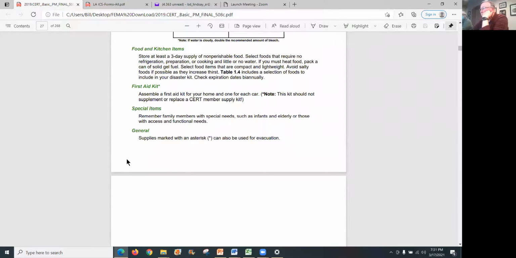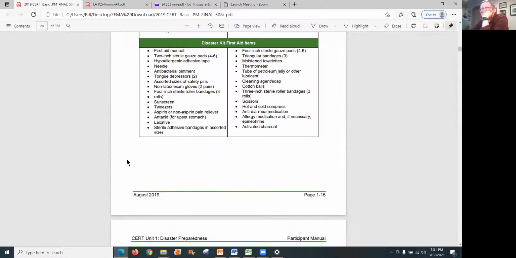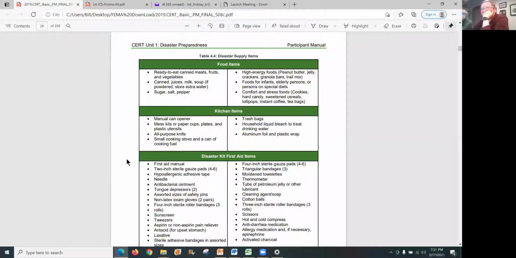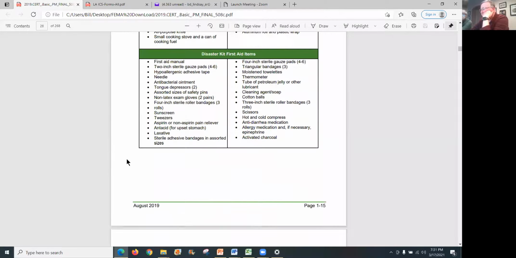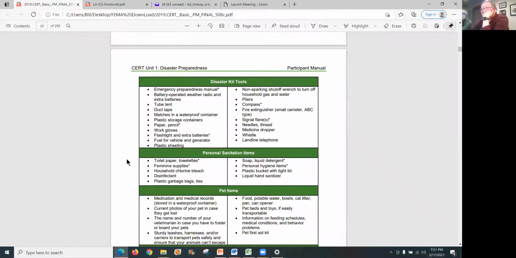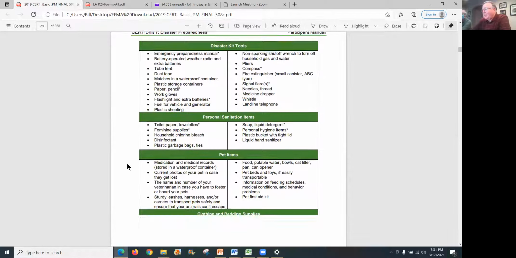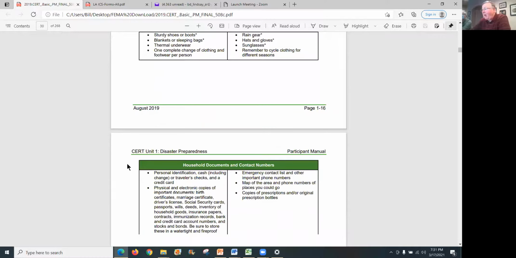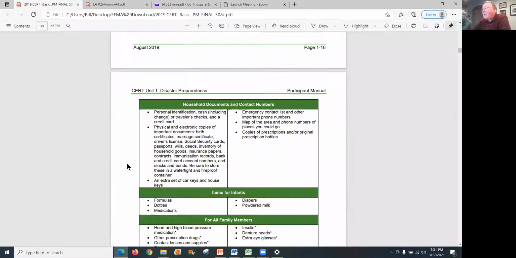I also work for the Red Cross, so I know what they do. As you can see, there's all these tools here: food items, kitchen items, disaster kit first aid that you could get, disaster kit tools, personal sanitation items, pet items. These are things that FEMA thinks that everybody needs. So does the Red Cross. They all have the same similar list.